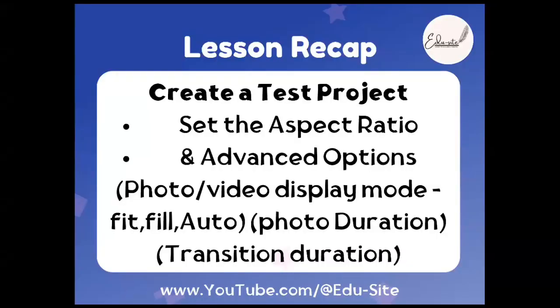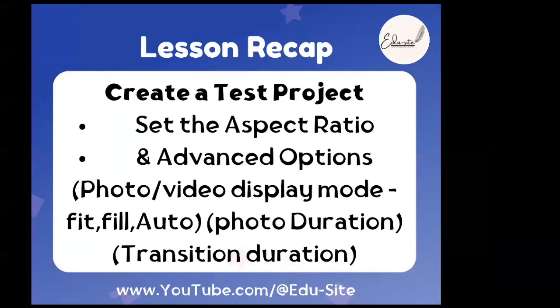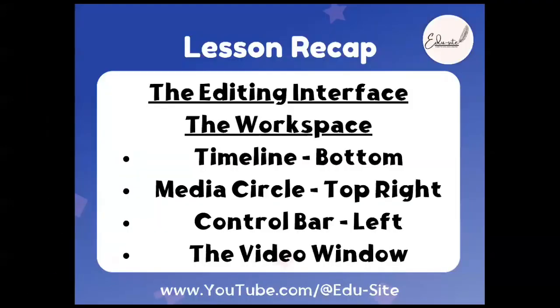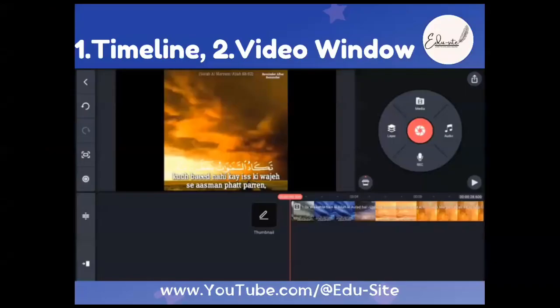Let's quickly recap the lesson, whatever we have studied in previous classes. It was nothing but the test project that we had created. We had seen the aspect ratio. We had seen the editing interface of KineMaster, the workspace of KineMaster, the timeline, the media circle, the control bar, the video window as well, right? So quickly write whatever we have studied in the chat box, please, so that it will be a quick revision for each of you. Please write what we have studied in the chat box.